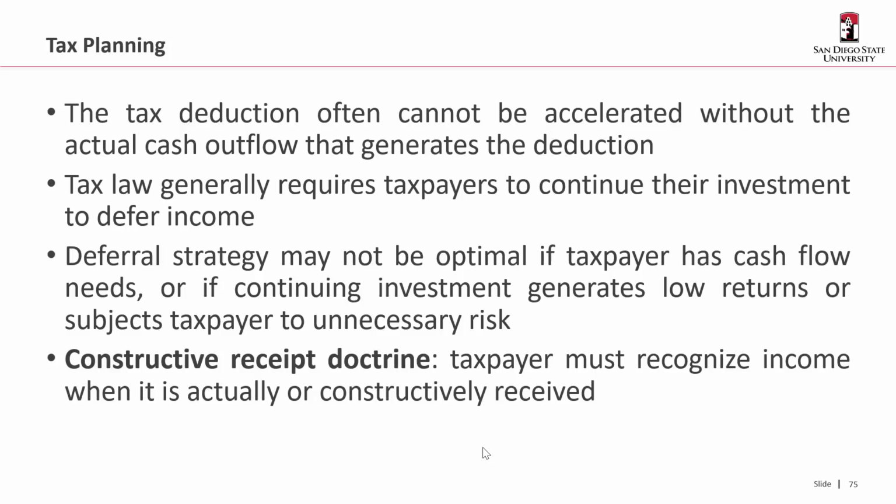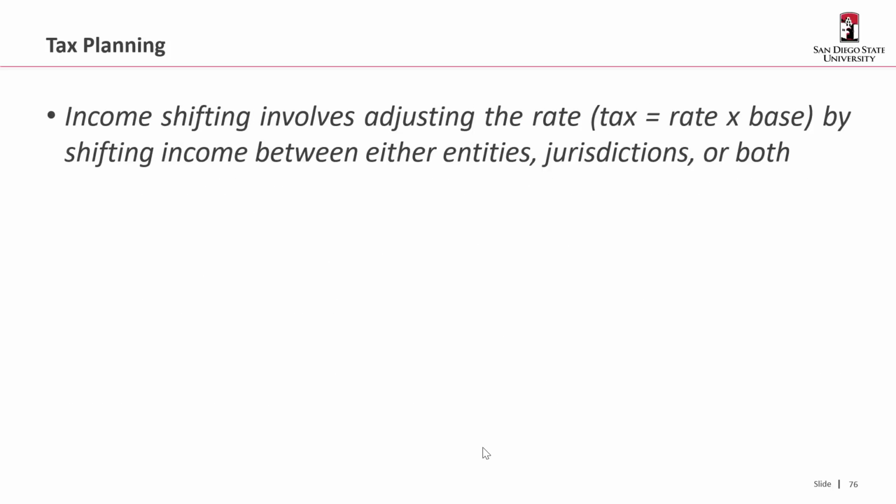The other thing that may limit your ability to use these is something called constructive receipt, which says a cash basis taxpayer must recognize income when it is actually or constructively received, which generally means you can't turn your back on that income. And we'll talk about that in much greater depth in a future chapter.